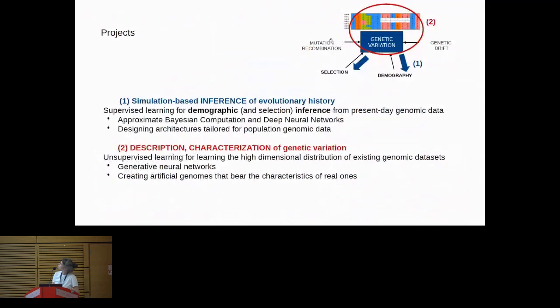Okay, so in the first part, I will basically talk about supervised learning for demographic inference, and I will mention approximate Bayesian computation and deep neural networks. And I will focus on the design of such networks. And in the second part, I will talk mostly about unsupervised learning and the use of generative models to create genome sequences.